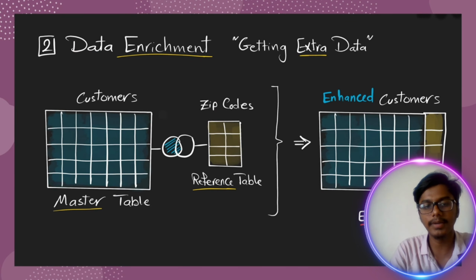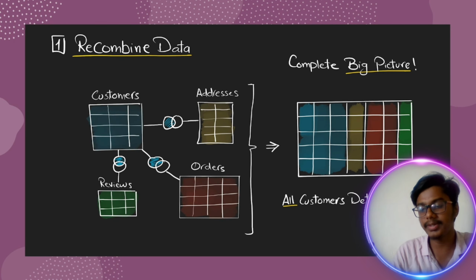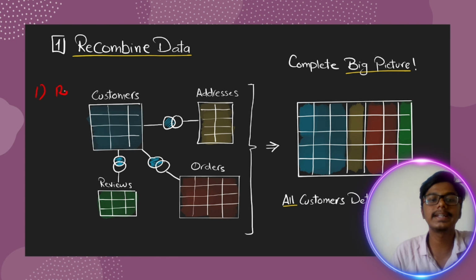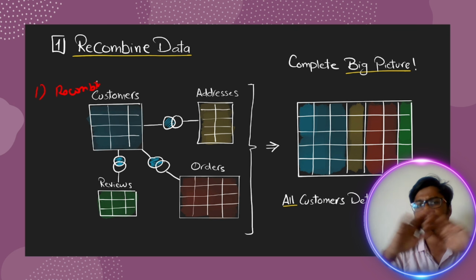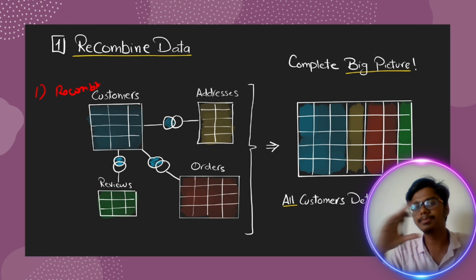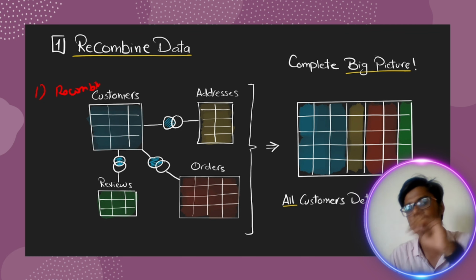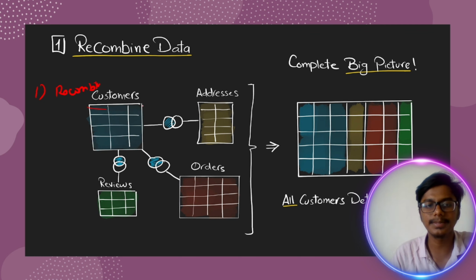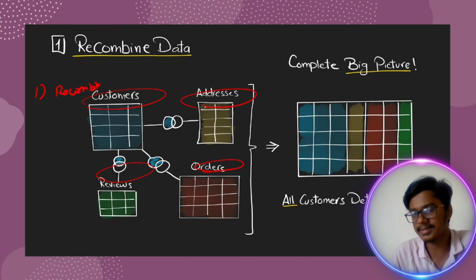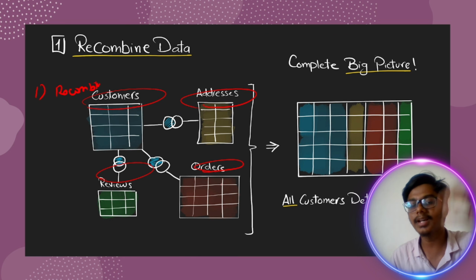Why do we want to combine tables? There are three use cases. The first use case is to recombine the data. We can see small tables as one big picture, with all the details available in one place. Let me consider customers, addresses, reviews, and orders. In the address table we have the addresses. In the reviews table, the reviews the customers give are stored. And in the orders table, the products the customers ordered from the company are available.